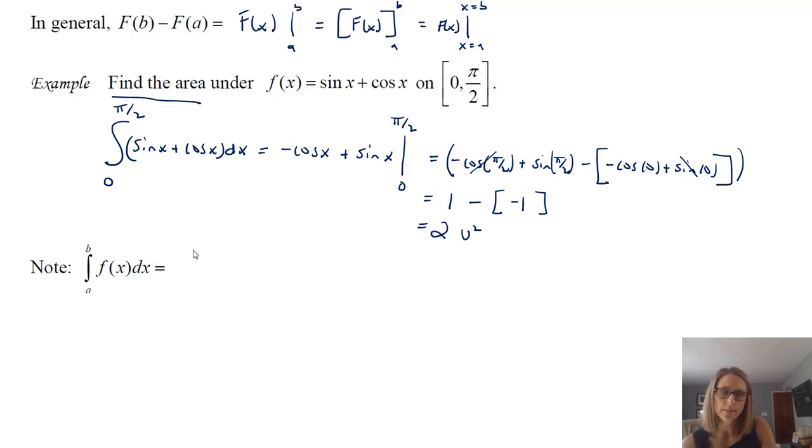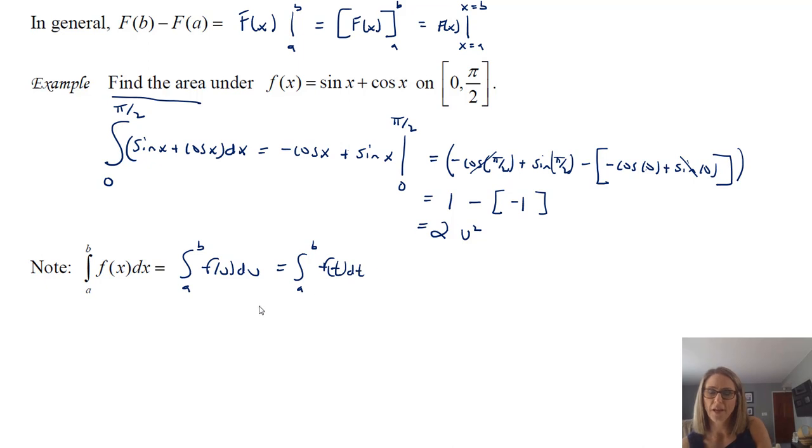Something to recognize is, although we're using x's here, you could have f of u du. You could have, as we've already seen, f of t dt. The point is that the variable inside is going to be the same as the differential on the outside, because that's what's telling us what variable to integrate with respect to. So let's take a look at a few examples.